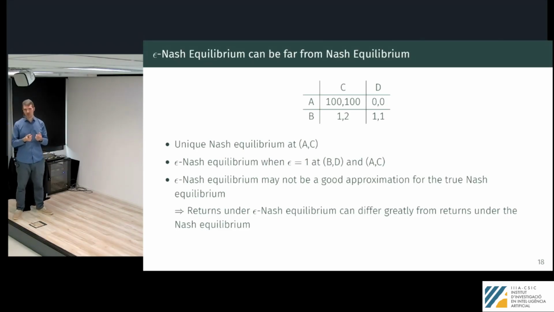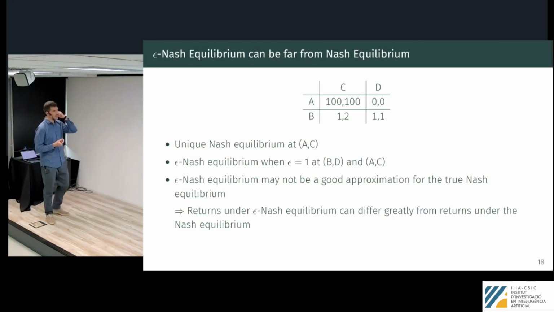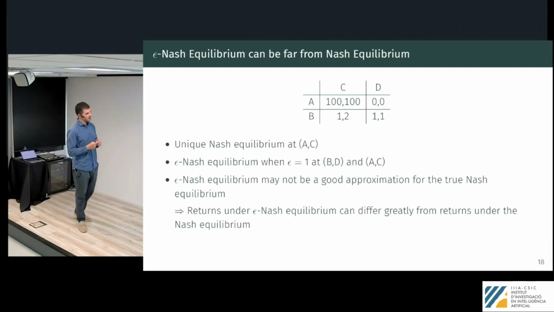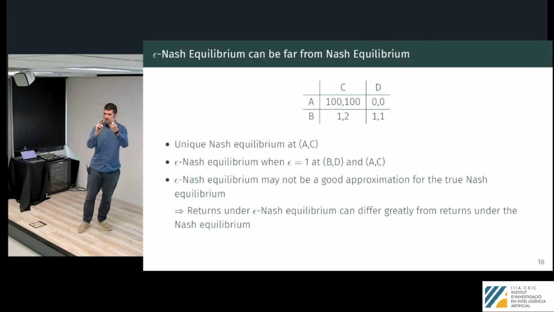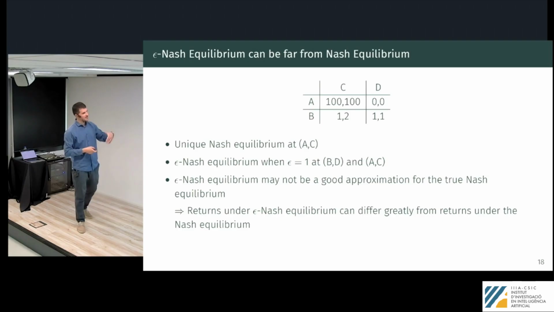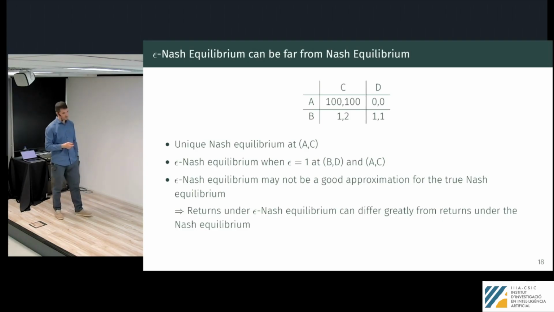And you need to be aware of these conceptual differences, right? So you should not think of an Epsilon-Nash equilibrium as an actual approximation that is similar or close. Because of this example, you can see that it can be arbitrarily far from the real Nash equilibrium.